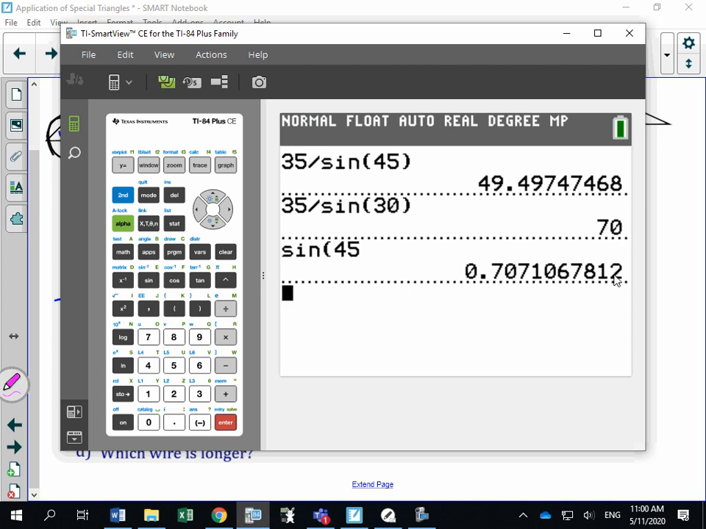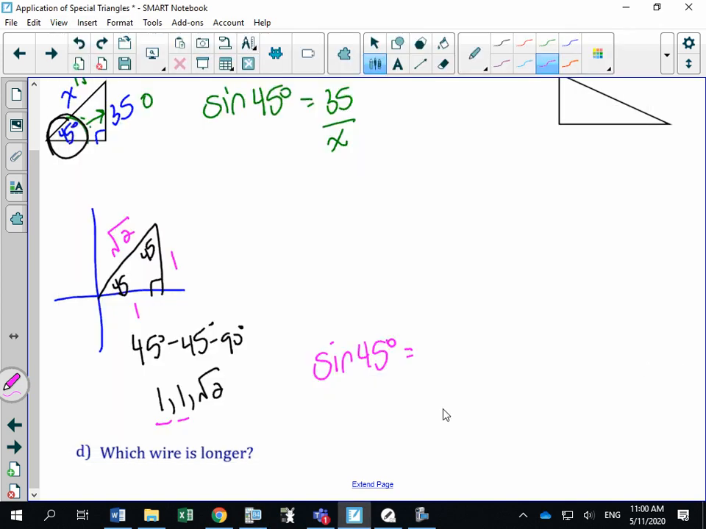That is not an exact value. That is what the sine of 45 degrees is, but it's not exact. So the sine of 45 degrees, using my special triangles, sine is SOH, y over r, would be 1 over root 2. This is exactly what the sine of 45 degrees is.